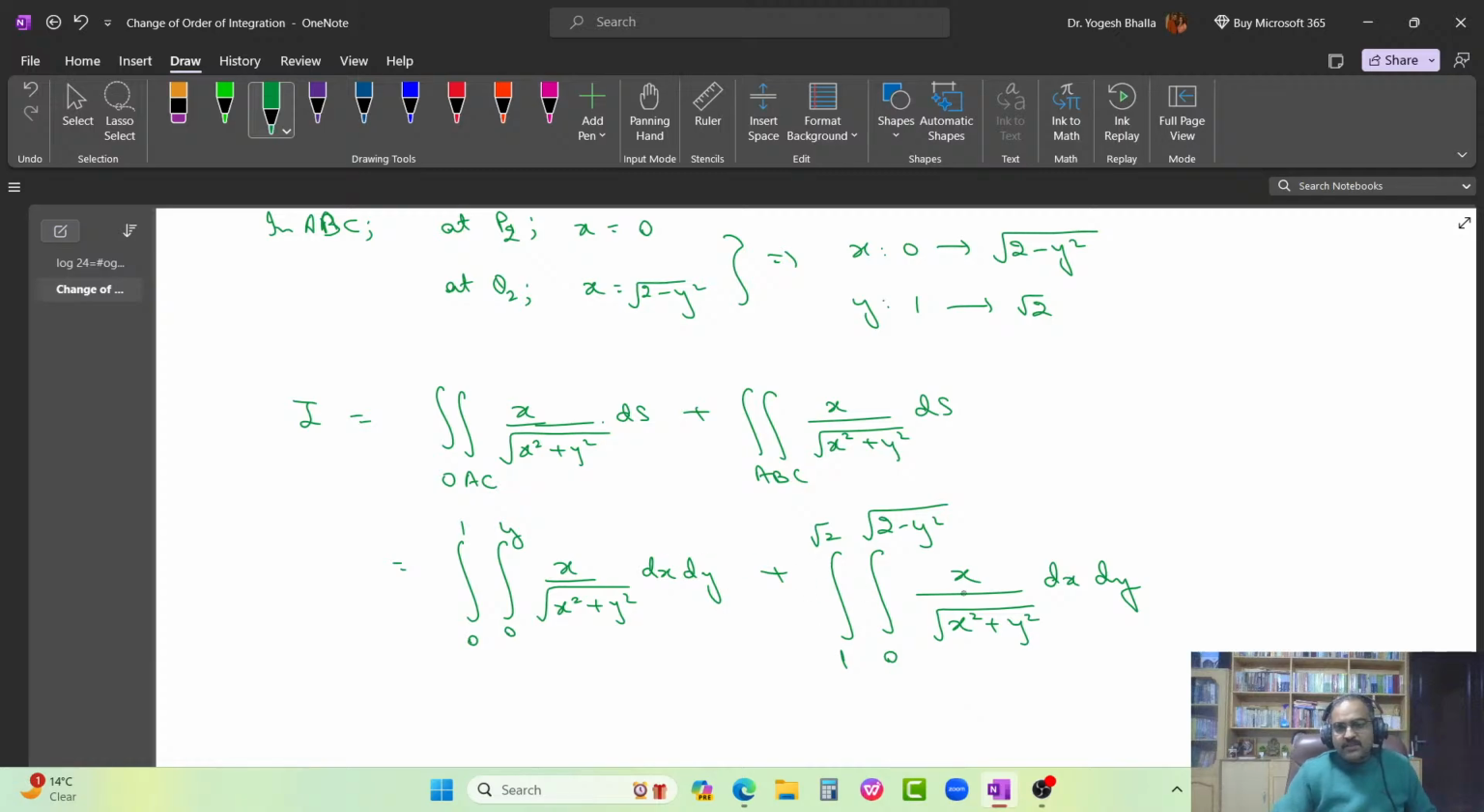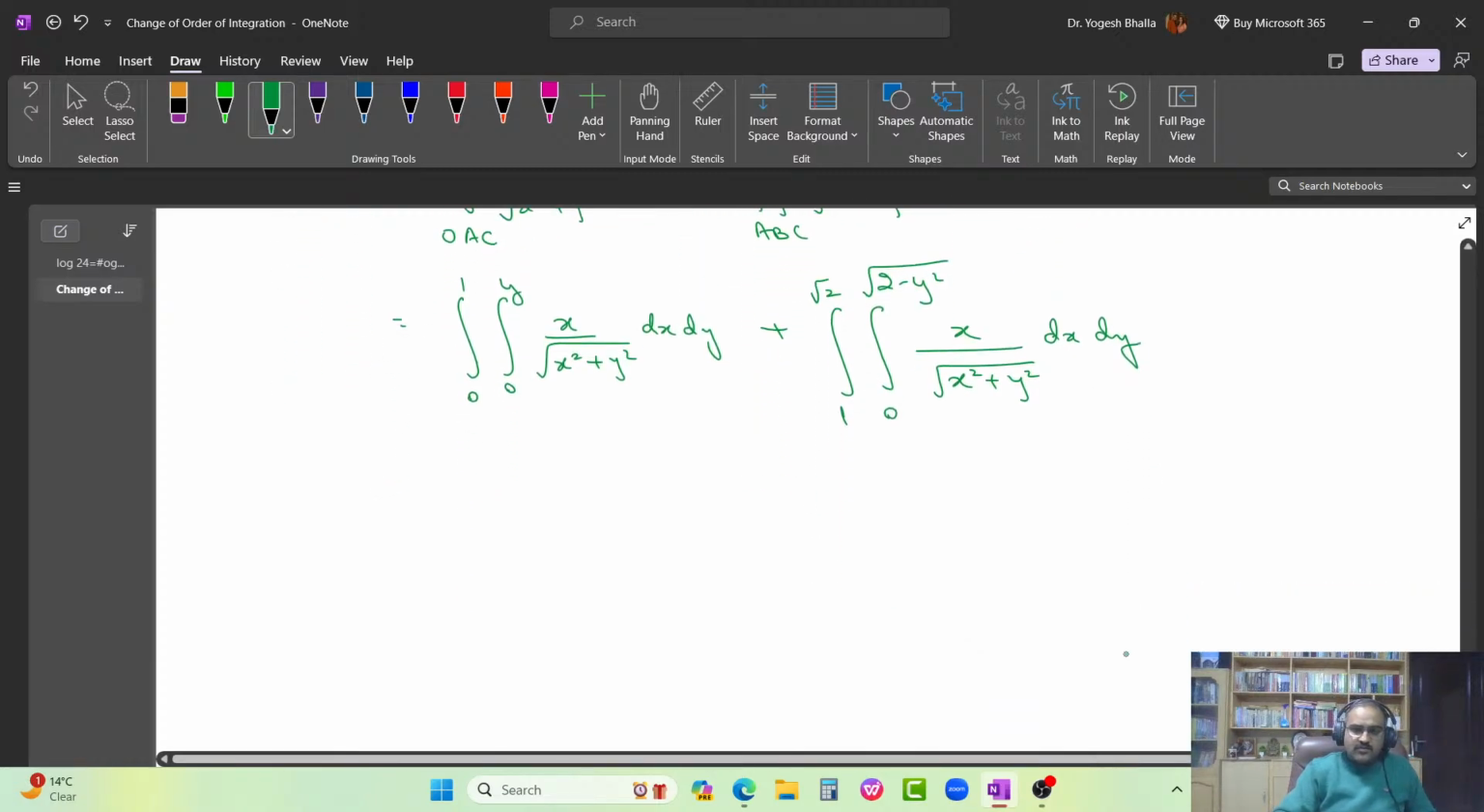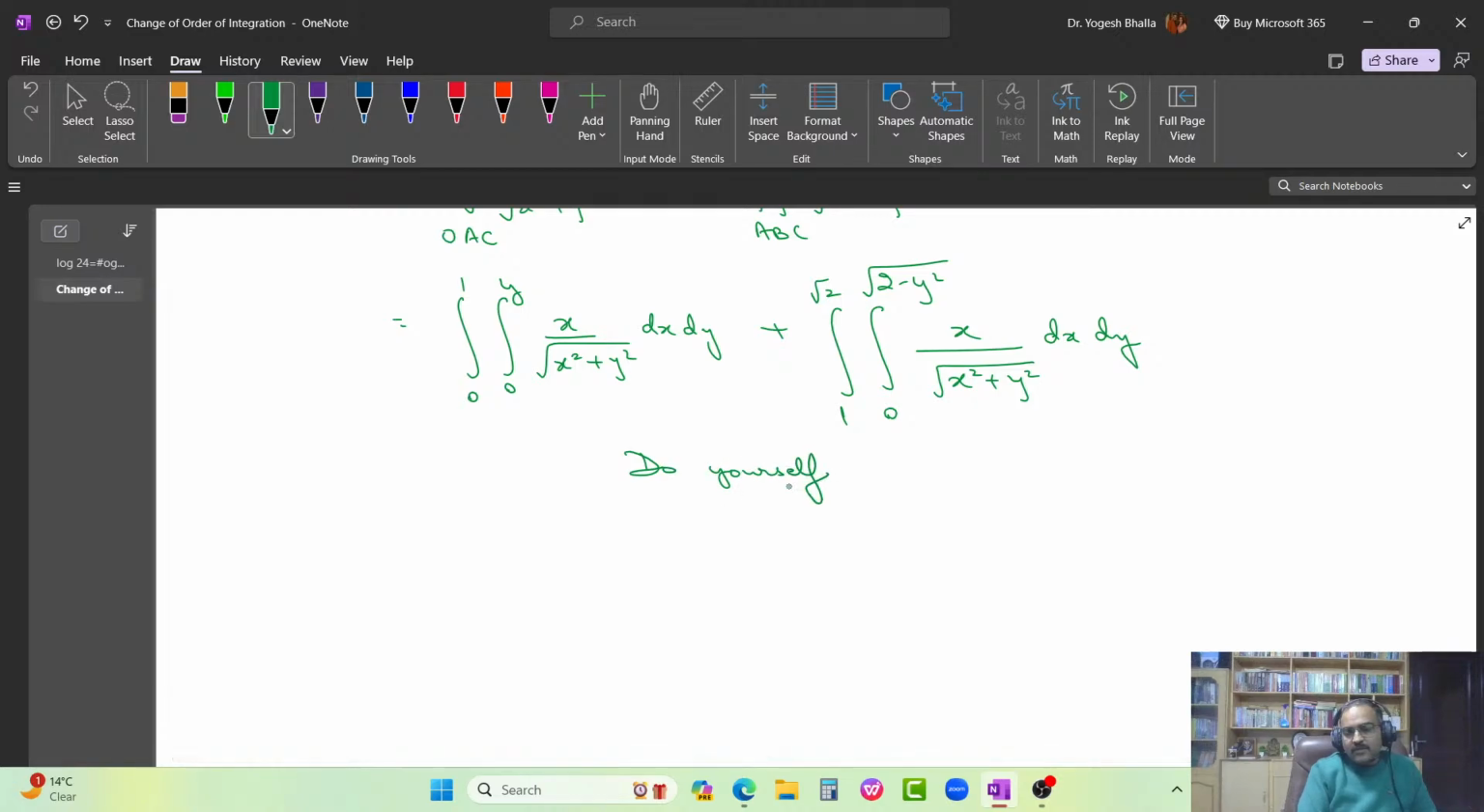Now the rest of the question depends upon the limits and integration, so you can do it easily. So just do it yourself. So this is the concept of double integration, change of order of integration.